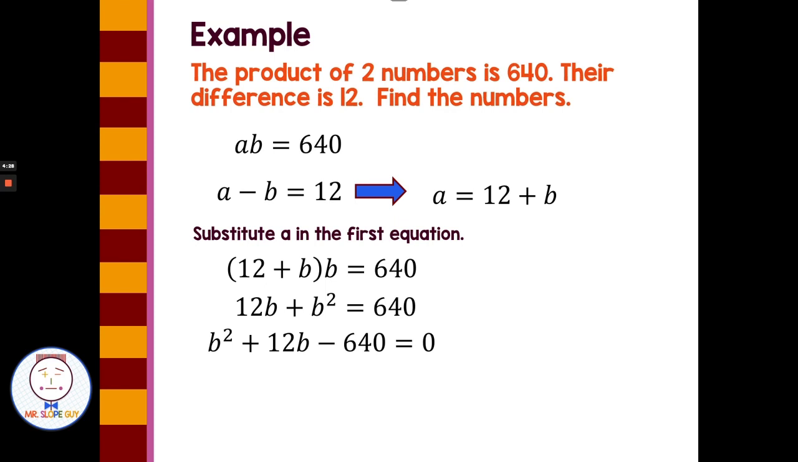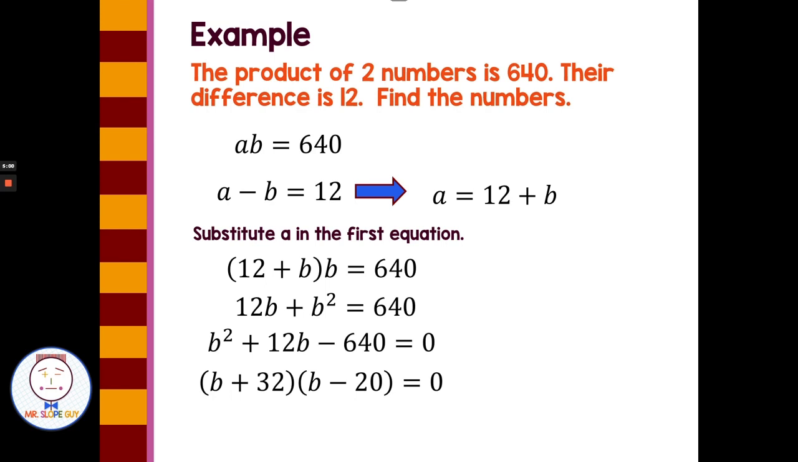So now I need to make a decision. Can I solve this easily using factoring, or do I need to use the quadratic formula? Well, I think it would be a lot quicker to do factoring in this case. I think I can come up with some factors that multiply to negative 640 and add up to 12. And if I do, I come up with B plus 32 times B minus 20, because negative 20 times 32 equals negative 640. And 32 plus a negative 20 adds up to 12.